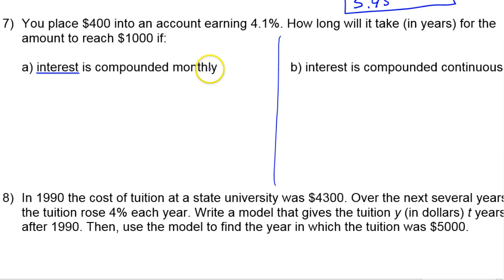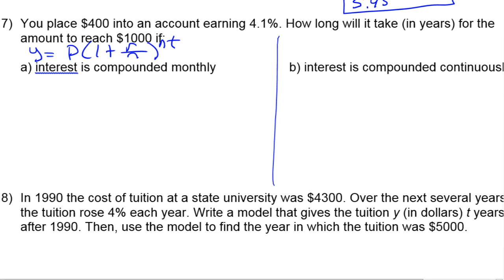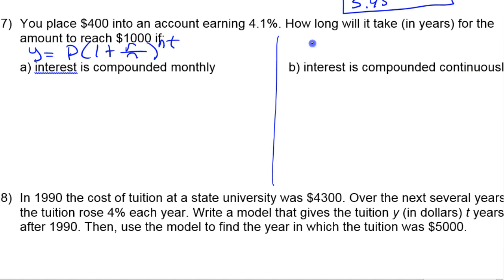So let's see. As far as the formulas go, both of these are compound interest. But if you're compounding monthly or daily or quarterly or something like that, that lets you know to use this formula. On the other hand, if it says compounded continuously, that lets you know to use the PERT formula. So that's step one, knowing which formula to use, because I'm not going to tell you. You have to know that on your own.